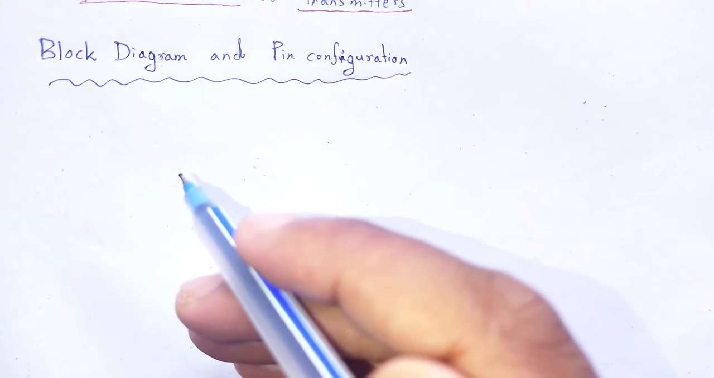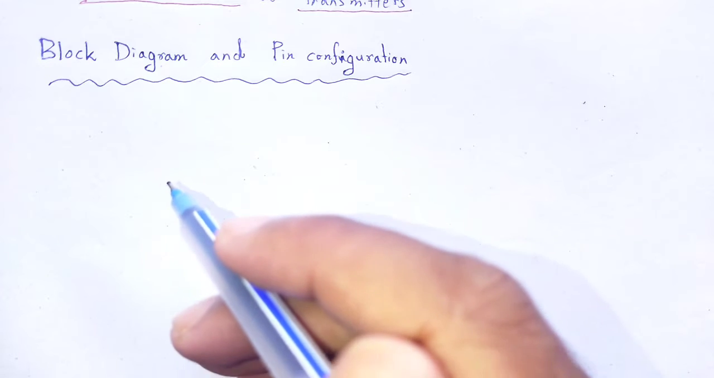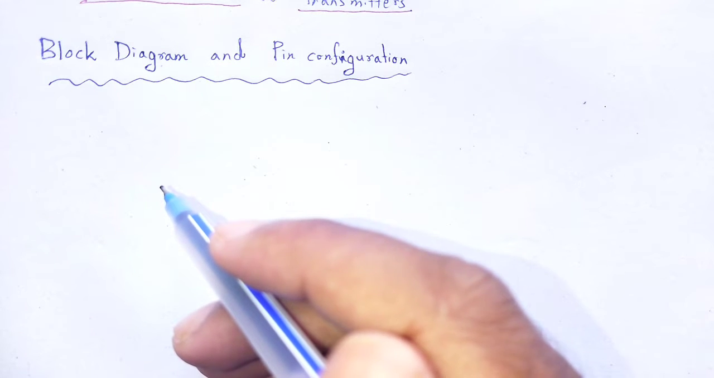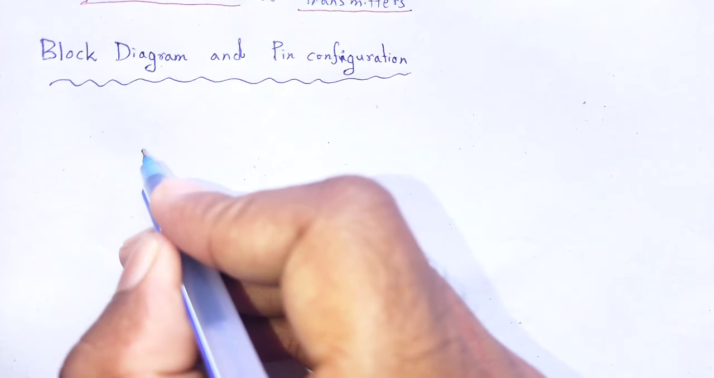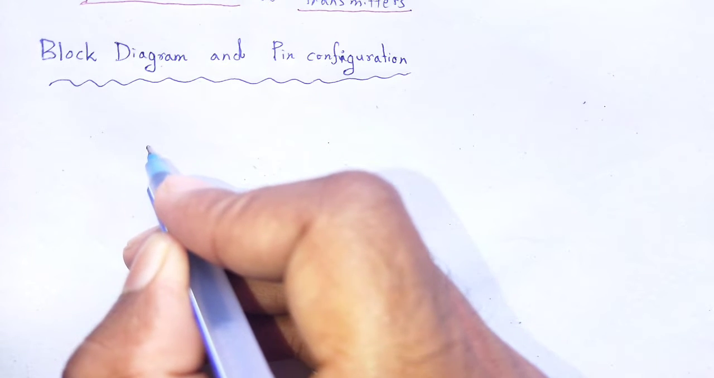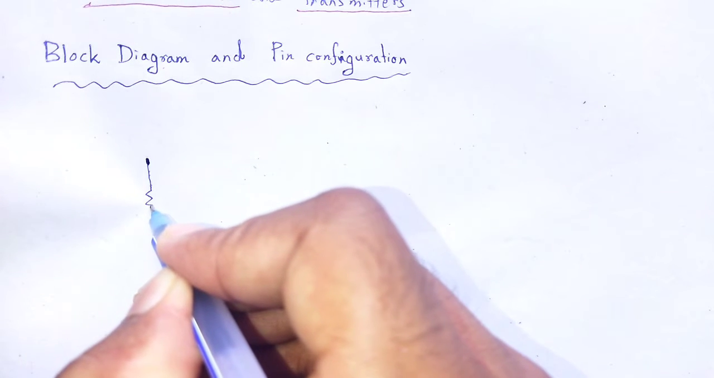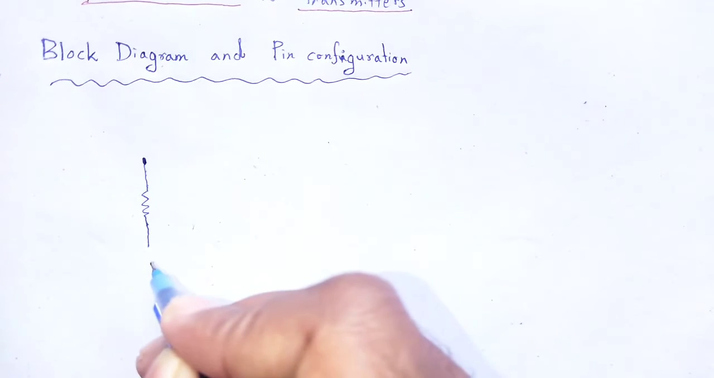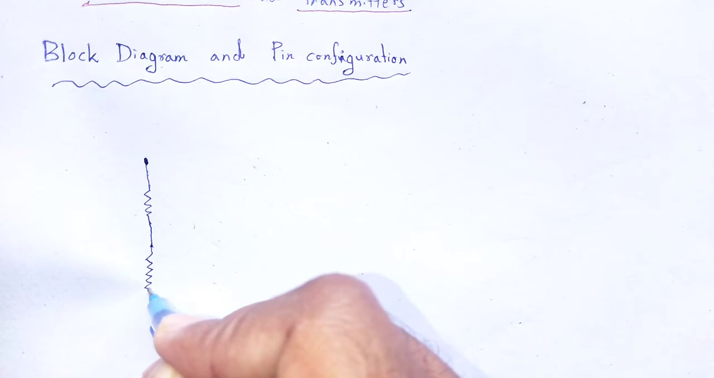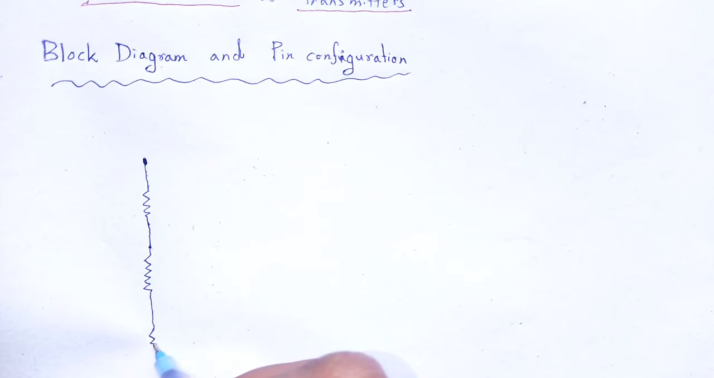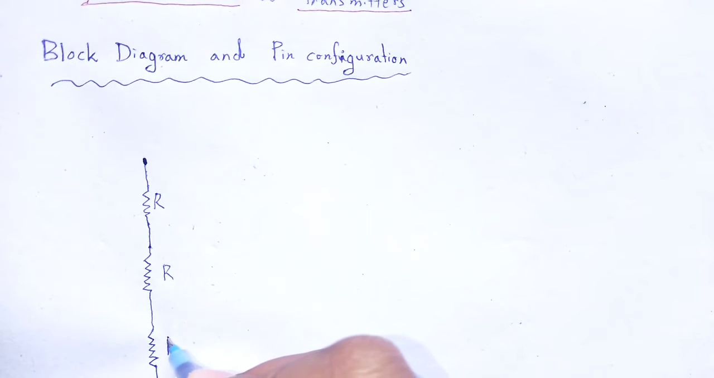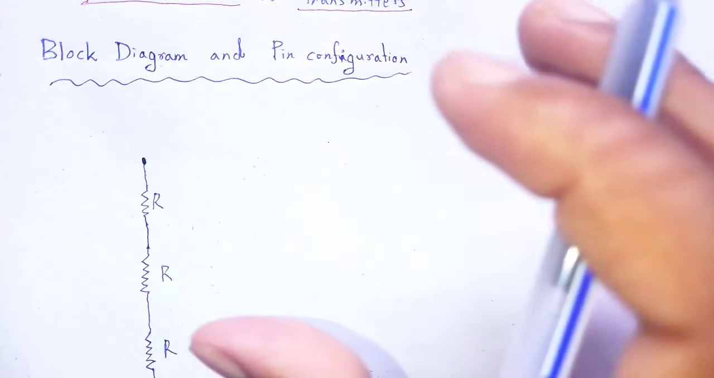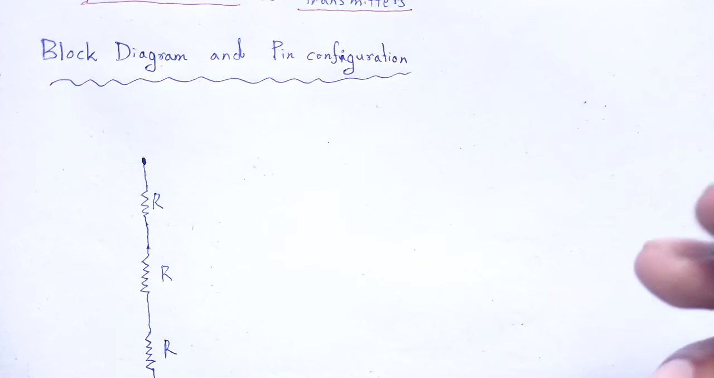The 555 timer IC, the name indicates 555 because here we use a network of three 5 ohm resistors. It has a network of resistors, each having a resistance of 5 ohm, 5 ohm, 5 ohm. Therefore the name, that is 555 timer IC.